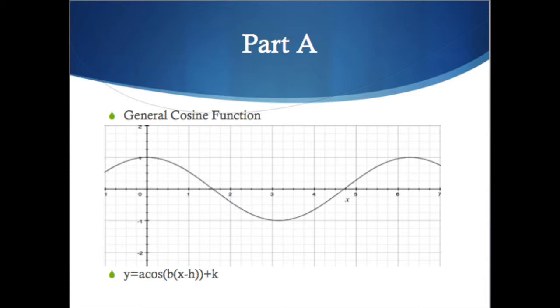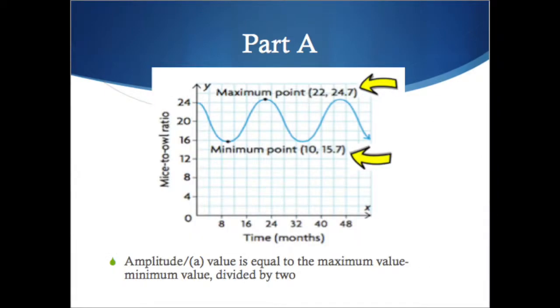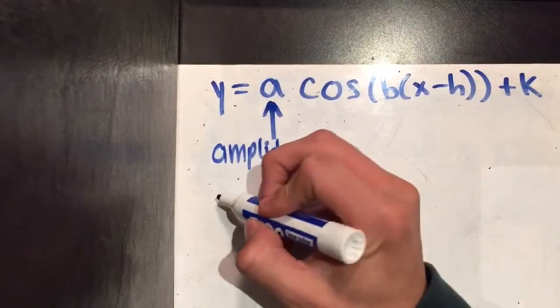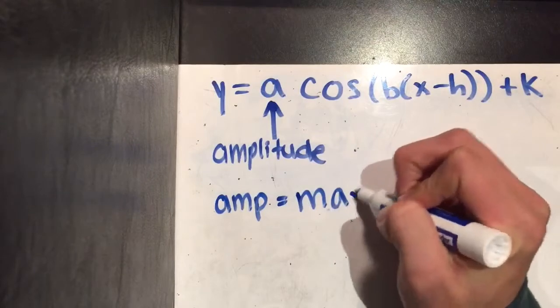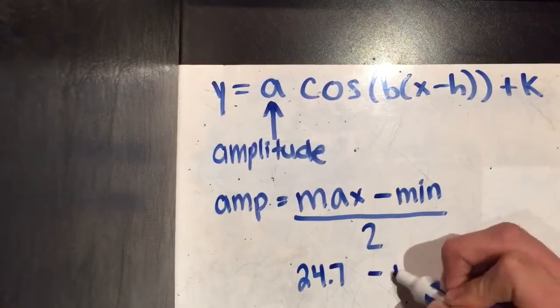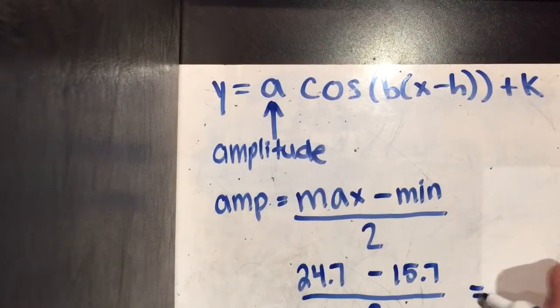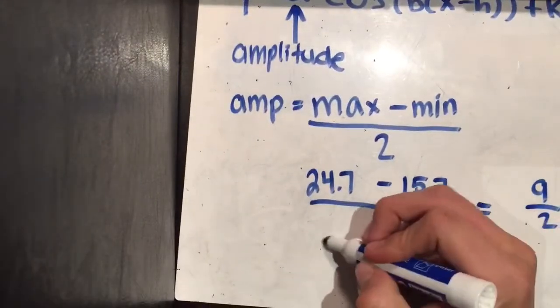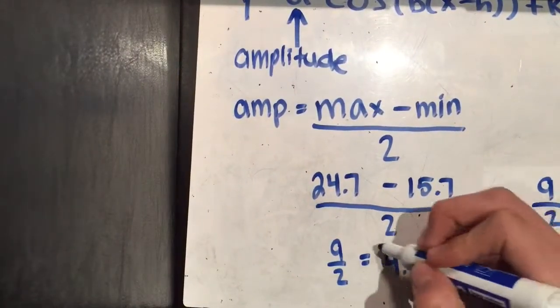To begin solving the question, we will find the a value. Notice that this question will include an amplitude. The amplitude can be found by taking your maximum value, subtracting your minimum value, and dividing the difference by 2. The difference is divided by 2 to see how much the population varies, either below or above the middle. The maximum given in the question is 24.7, and the minimum given in the question is 15.7. Therefore, 24.7 minus 15.7 equals 9. 9 divided by 2 equals 4.5. Therefore, your amplitude and your a value will equal 4.5.